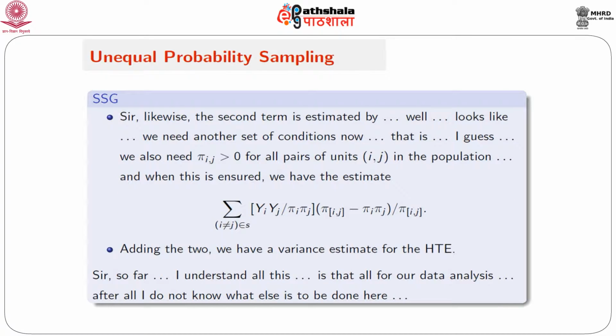Likewise, the second term is estimated by, well, looks like we need another set of conditions now. That is, I guess we also need pi ij strictly positive for all pairs of units i, j in the population. And when this is ensured, we have the estimate summing over i not equal to j in the sample, yi yj divided by pi i pi j multiplied by pi ij minus pi i pi j divided by pi ij. Adding the two, we have a variance estimate for the Hurwitz-Thompson estimator. So far, I understand all this. Is that all for our data analysis? After all, I do not know what else is to be done here.